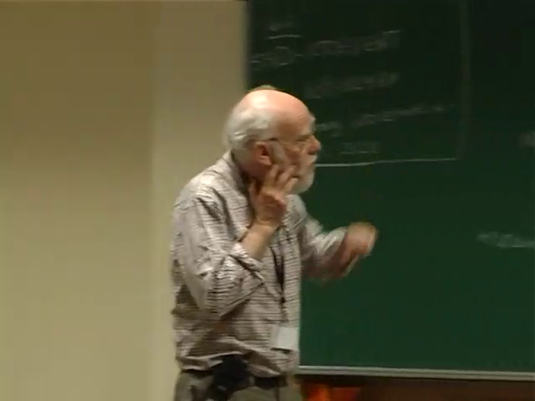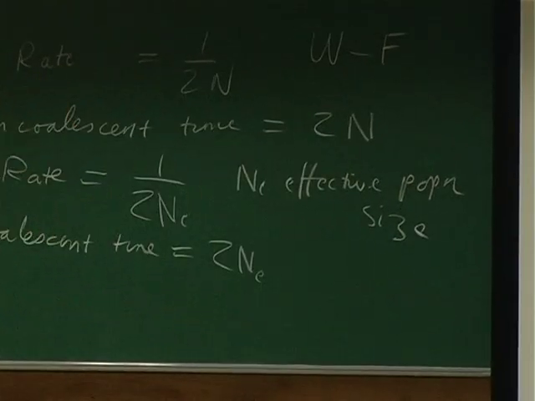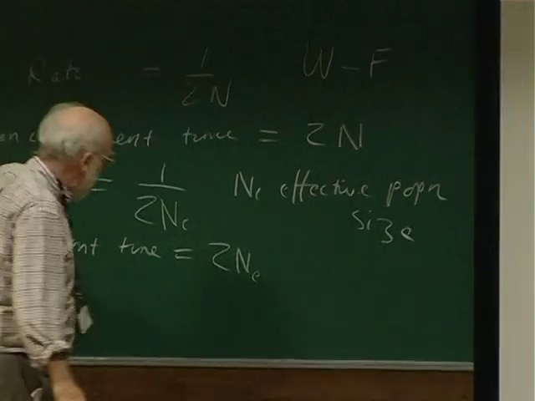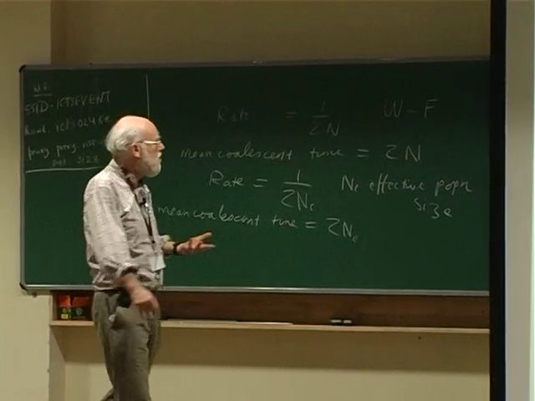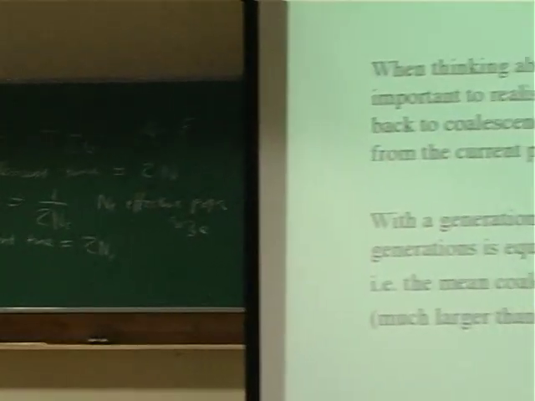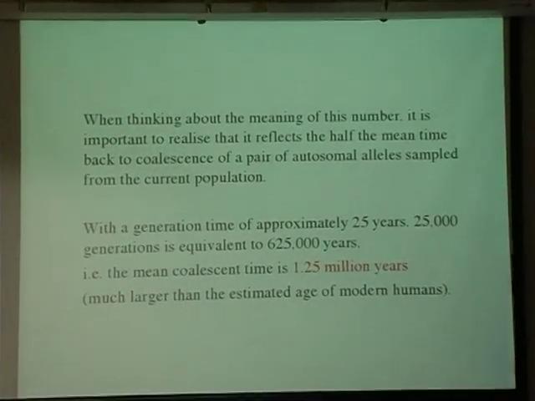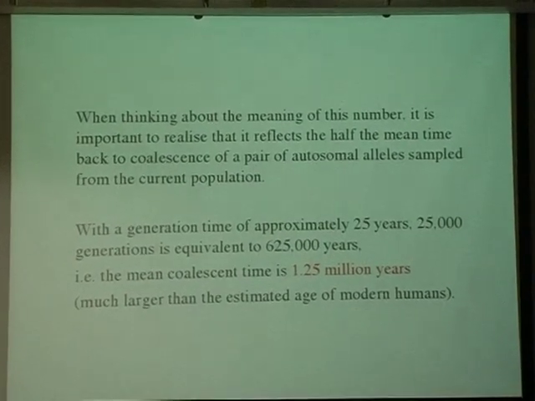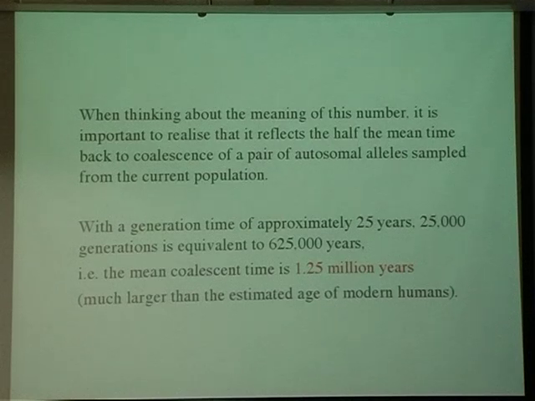Okay, so we want to think about the meaning of NE. Basically, mean coalescent time is 2 NE, so NE is actually half the mean time it takes back to coalescence for a pair of autosomal alleles sampled from the current population. So if I take an allele from me and an allele from you, that means the average time for a pair of alleles, if we chopped up our genomes into independent bits and we took the average, would be about 2 NE generations.